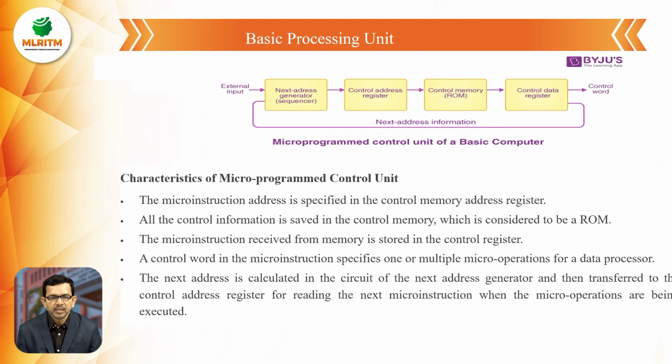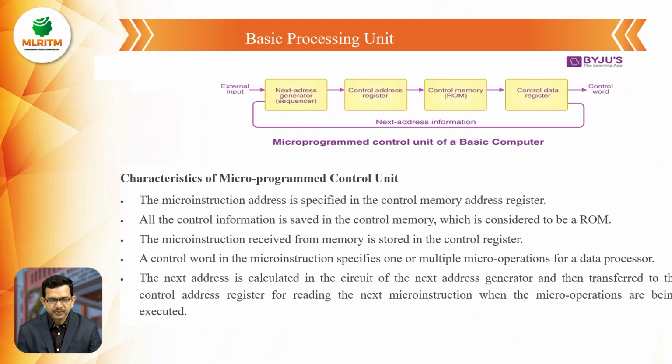Next, we'll look at the basic architecture diagram, or block diagram, of the microprogrammed control unit. In the microprogrammed control unit, first we see the next address generator, or sequence generator. Whenever an instruction is executed at some address, say 1023, the next instruction has to occupy address 1024. That sequence of next-instruction address generation is carried out by the next address generator.